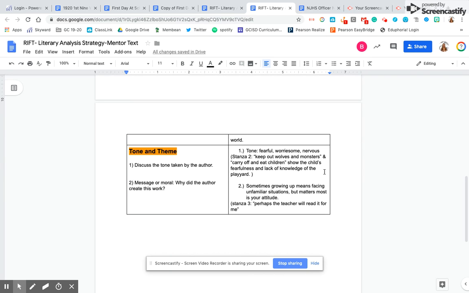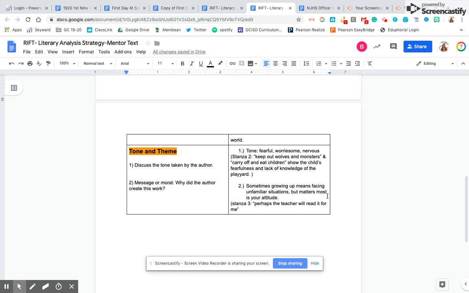Ms. Sheridan was talking about how we noticed it kind of starts out very fearful and worrisome and nervous. And we can tell that by the end, he isn't 100% confident yet, but there's kind of a shift from keeping out wolves and monsters that might carry off and eat children to perhaps the teacher will read it for me, right? That maybe this mysterious teacher figure is going to be someone who can help me out.